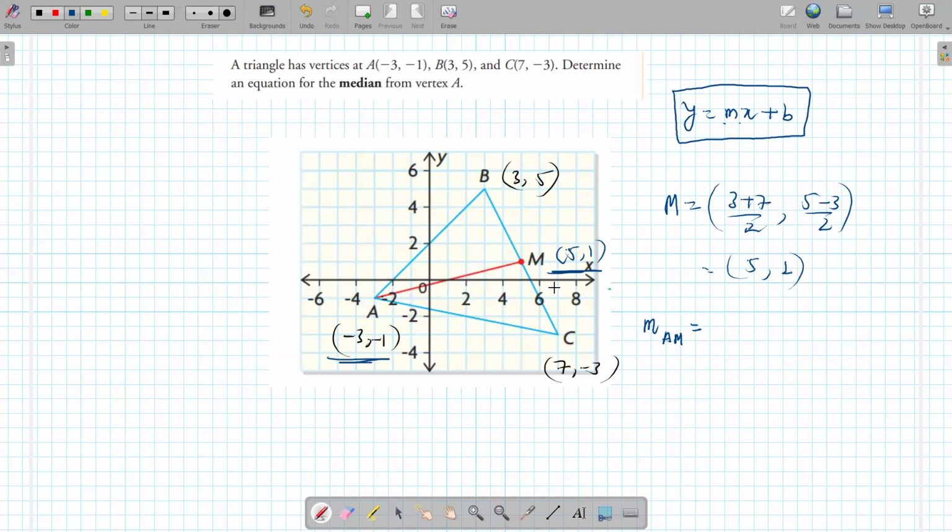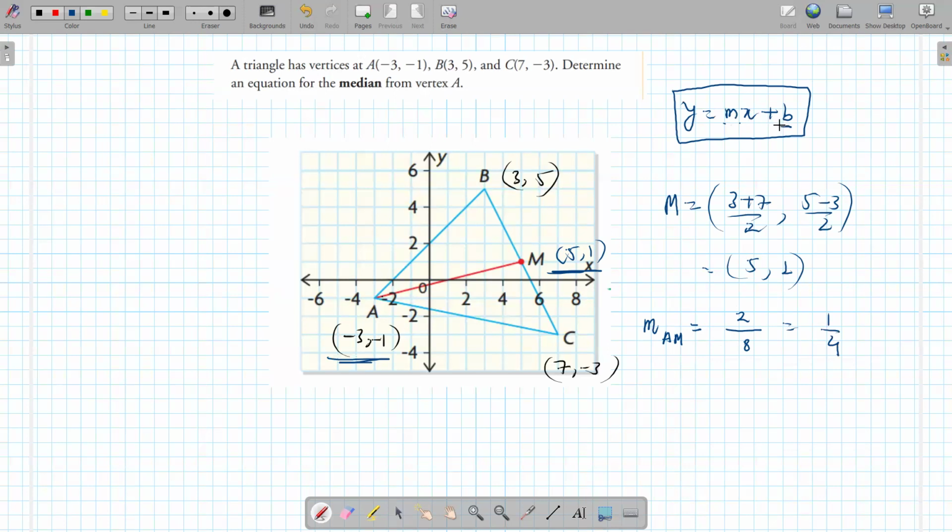You just do rise over run, yeah? Let's go on rise. -1 to 1, what's the rise? It's 2. -3 to 5, what's the run? It's 8. Is the slope positive or negative? Look at AM. It's positive, so we have our slope. That's 1/4. And now we just need to find our y-intercept.